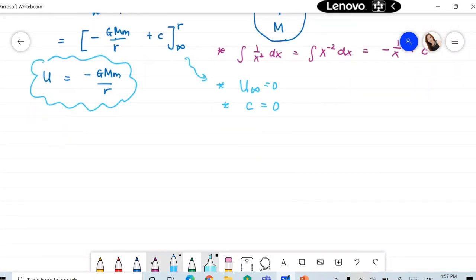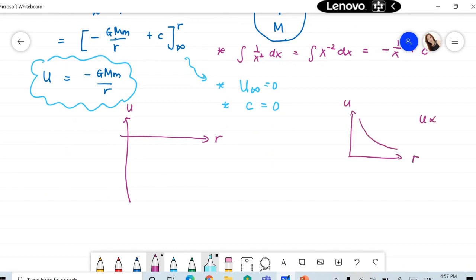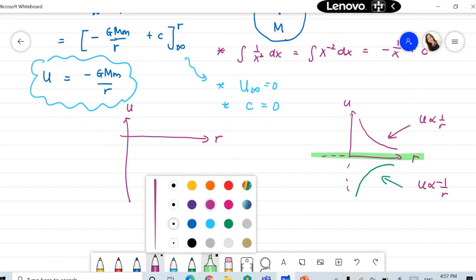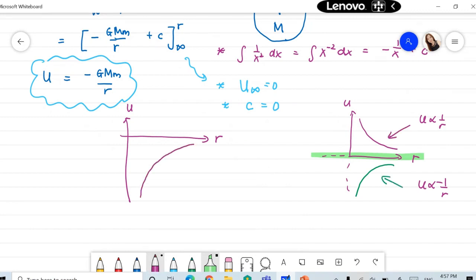So if you plot the graph, this is U, this is r. U is inversely proportional to r, but now U is proportional to negative 1 over r. So if you plot a graph, you will get something like this. When r is infinity, U is approximately equal to 0. Here is actually the same as the radius of the planet. If you are referring to Earth, then this one will be the radius of Earth.